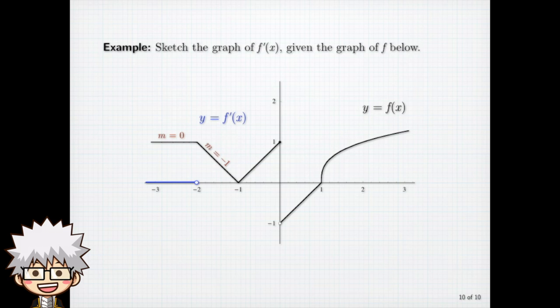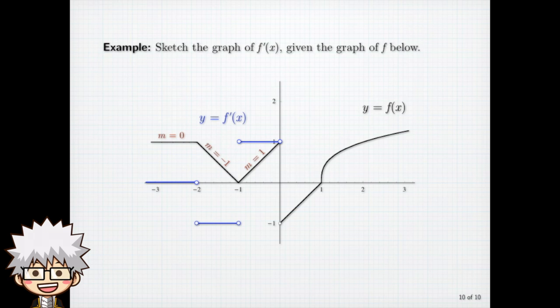Between minus 2 and minus 1, the graph has a constant slope of minus 1. So the graph of the derivative between minus 2 and minus 1 is a horizontal line at y equals minus 1. And notice there's another corner point at x equals minus 1 on the graph of f, and so f prime of minus 1 does not exist. Now between minus 1 and 0, the graph of f has slope 1, and so the graph of f prime over that interval looks like this.